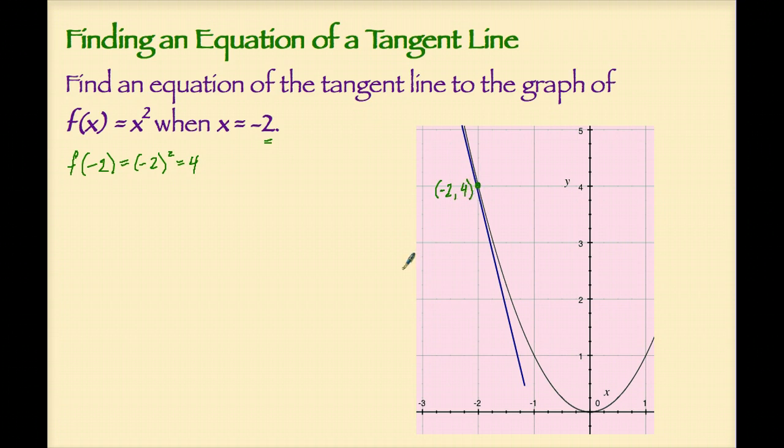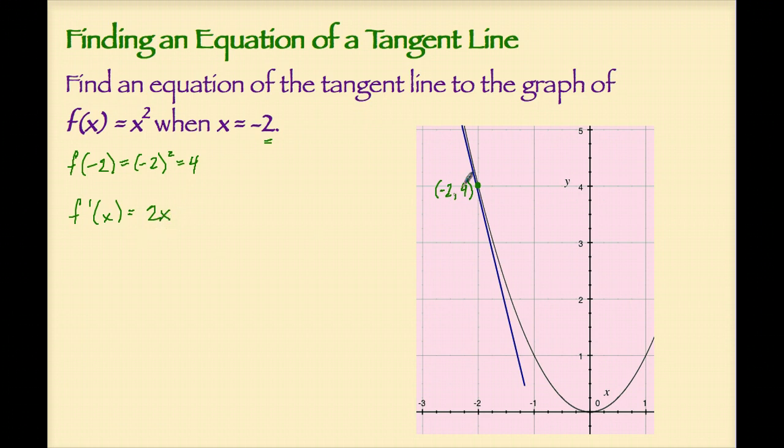Of course, we also need a slope, and we'll be able to use the derivative of the function to get the slope. F prime of x is going to be 2x. The exponent comes around to become the coefficient. Subtracting 1 from the original exponent gives us a 1.